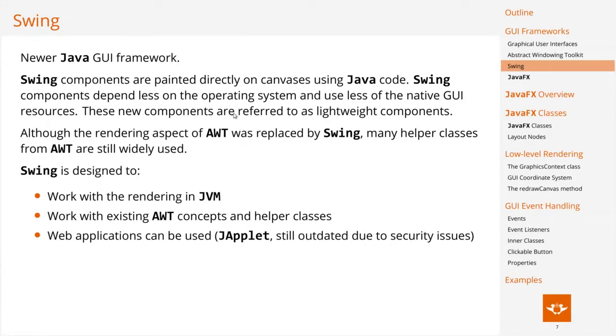So Swing kind of replaced AWT. It didn't replace it completely. They still have things that we use from AWT when you write Swing code, but it gave us a way to do things a little bit better. One of the key things here is that we don't rely on the operating system to do things for us. We try and do things in Java code instead.